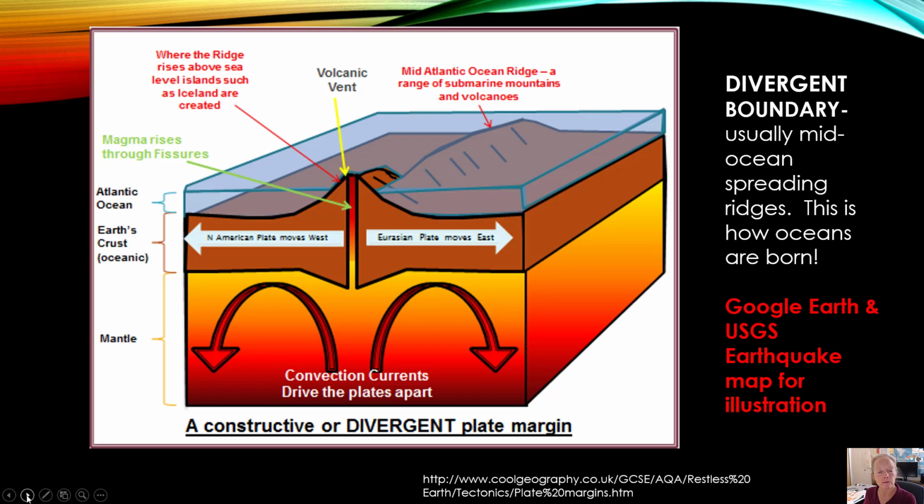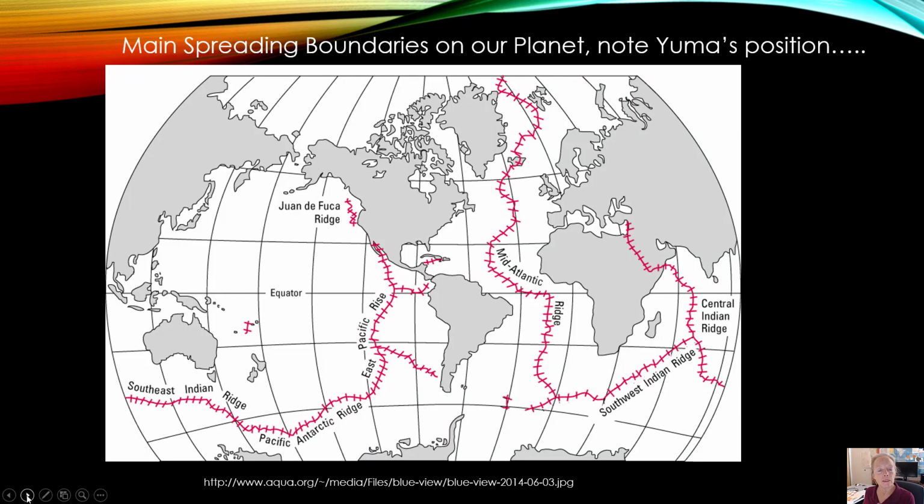Okay, so that's divergent. It's moving apart. These are all the places on the Earth, well, the major places, where there's a divergent plate boundary. Notice most of them are in the ocean, and this is the famous Mid-Atlantic spreading ridge, but like I said, it wraps around the whole planet. And it's mostly underwater.